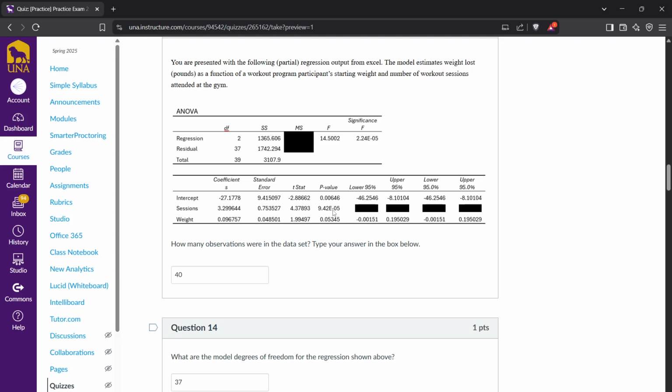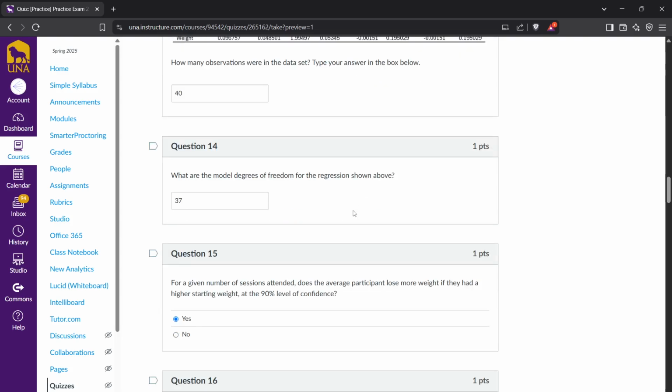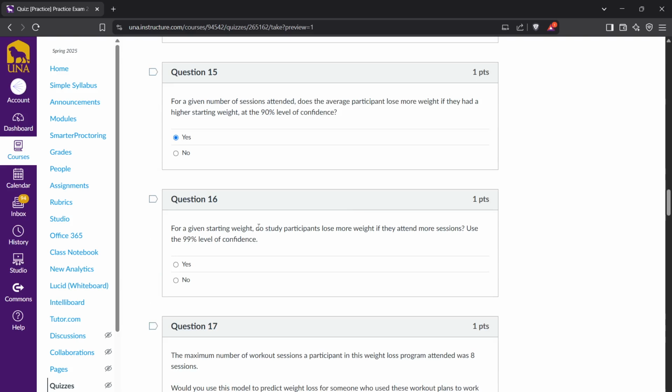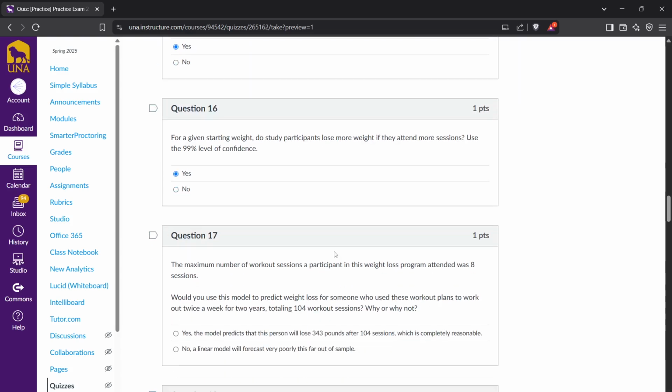10 to the minus 2 would be 0.01, so this thing is, well, it's 9, so it's 2 orders of magnitude smaller than that. It's very significant. Okay. Do study participants lose more weight if they attend more sessions? Yes. I would reject the null hypothesis that they don't lose more weight.